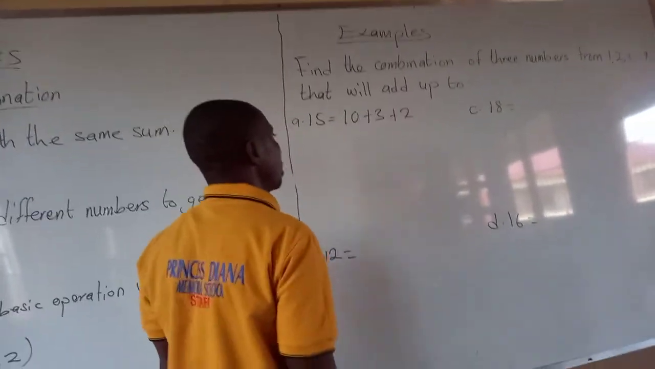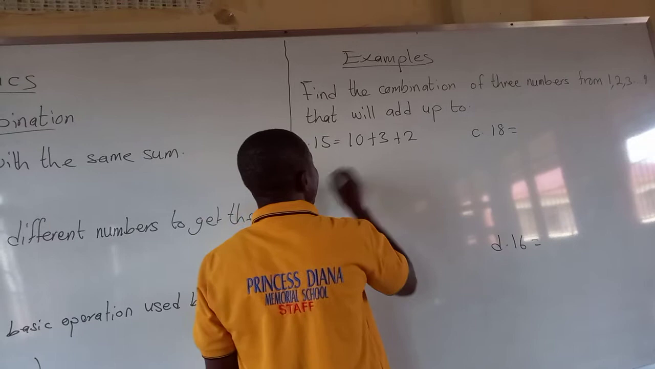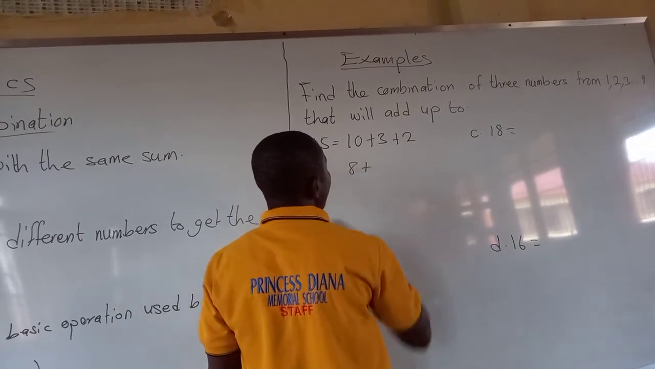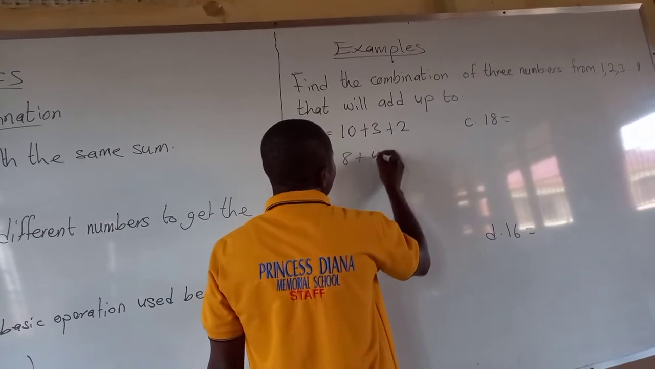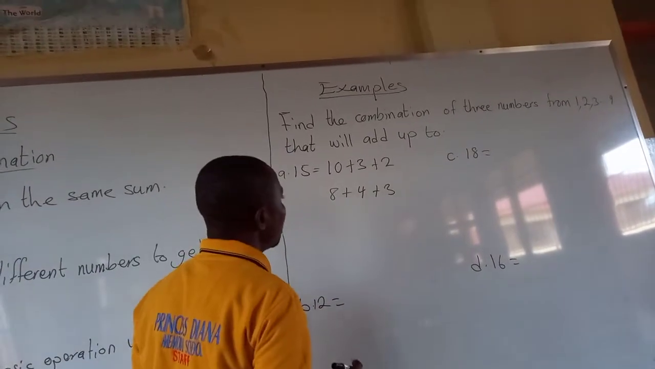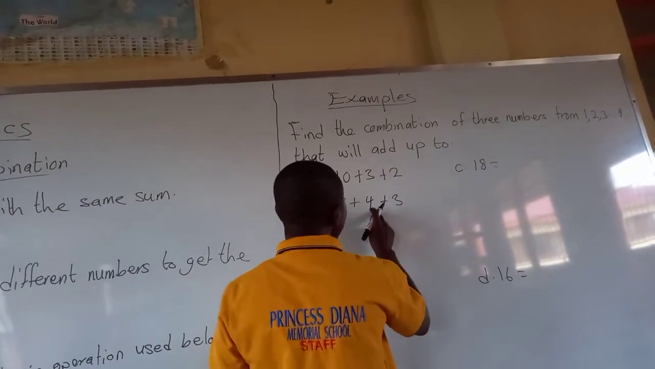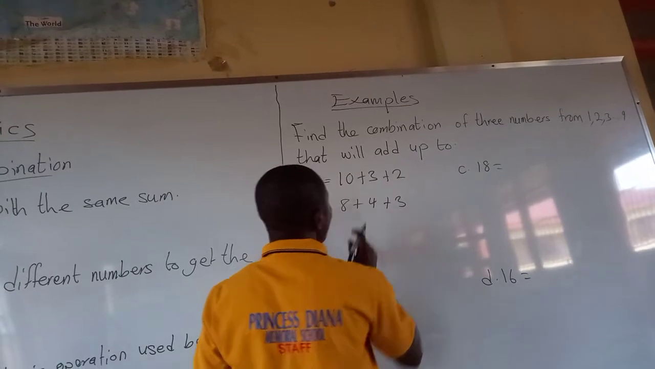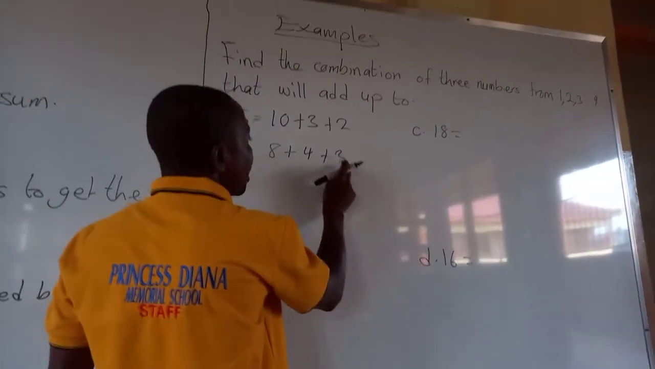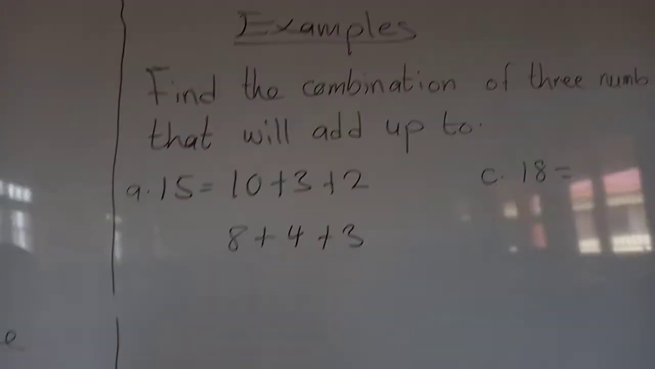Okay, that's for somebody. Then somebody else can say, okay, I'm using 8 plus 4 plus 3. And we still get the same 15. You see a number combination.